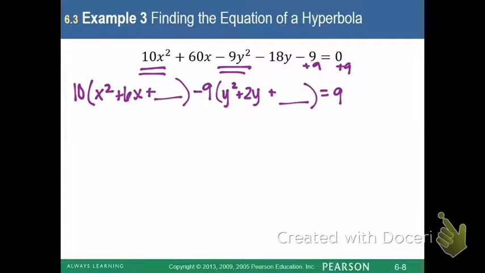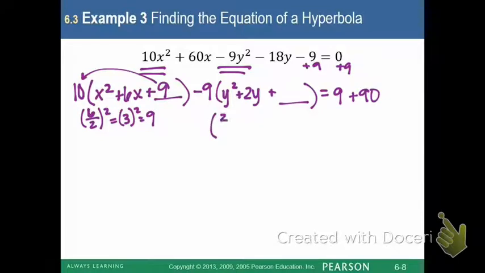Okay. So then I'm going to go ahead and do the b over 2 squared. So 6 over 2 squared here. So 3 squared is 9. That goes in the blank. Remember that I need to multiply. 9 times 10 is 90, and that's what I will add to the right side.